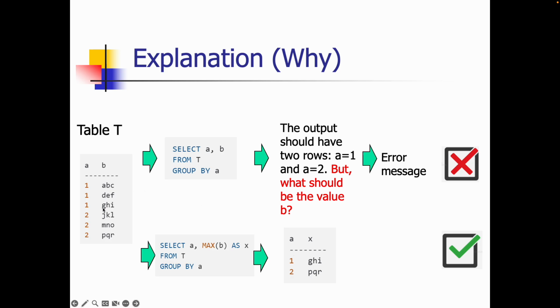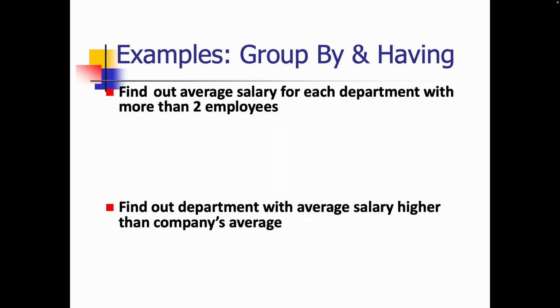But if you write, for example, average B, then we know, for example, we have to get average of this for A equal to 1. If it is maximum, minimum, is still valid, right? Because we know which value we have to provide. Otherwise, this is not correct, and you will get an error.